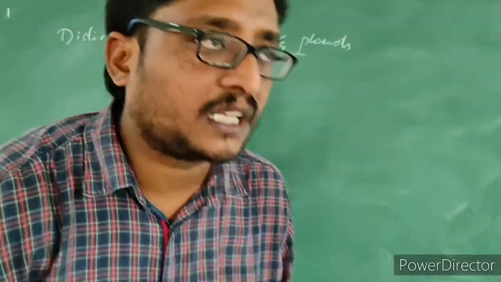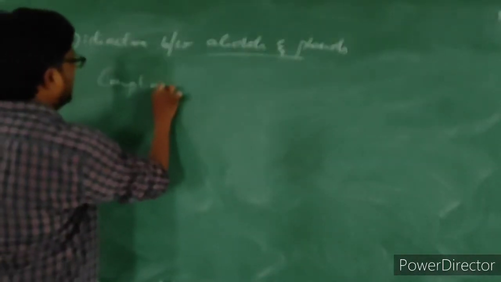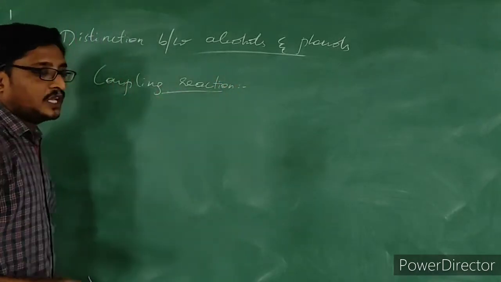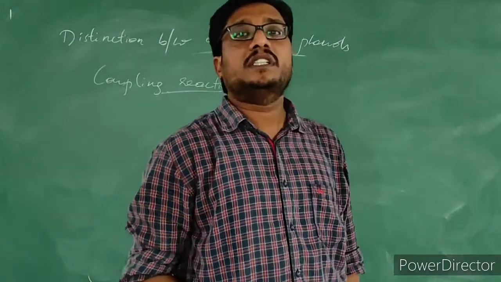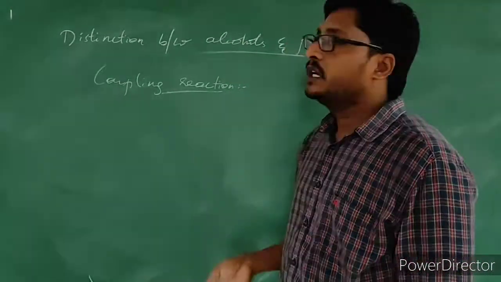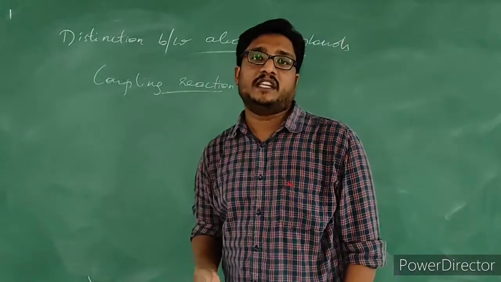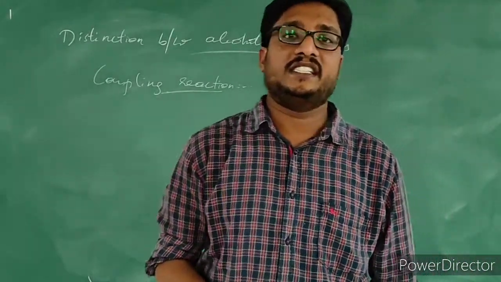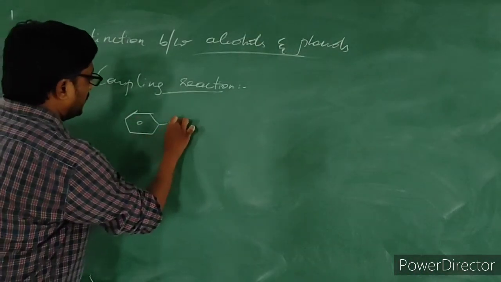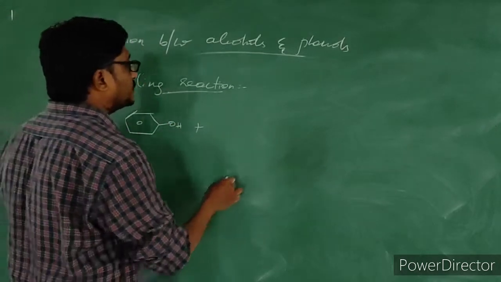The next thing is the coupling reaction. Phenols react with diazonium halides to form products. A coupling reaction will take place. Phenols undergo the coupling reaction. If you see the reaction, this is phenol, reacting with diazonium halide.